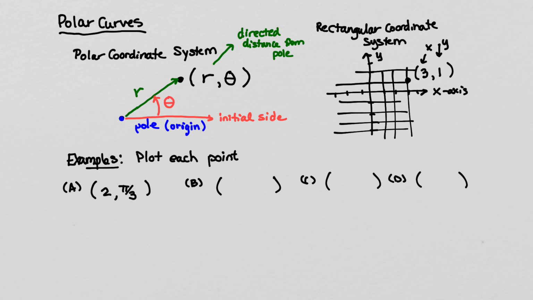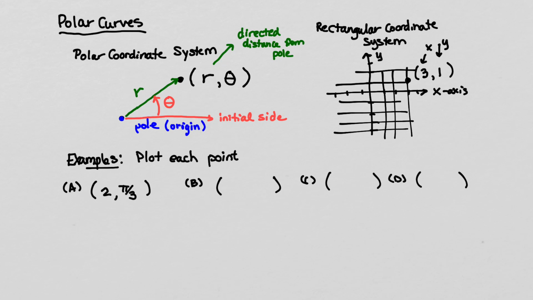A lot of equations of motion, cycloids, any type of movement are often built in, and actually anything circular can be built around cosines and sines. Anyways, yeah, absolutely. So here we go, ready? We're going to plot each point.